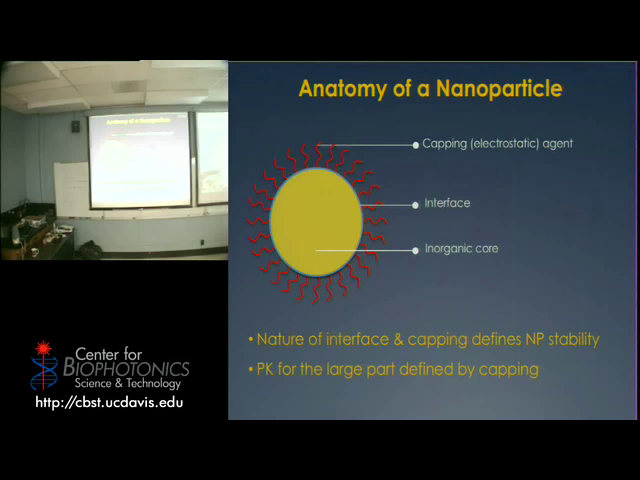So you have an inorganic core, say gold, again for the sake of talking. You have a surfactant, which is also called a capping agent, which essentially prevents the particles from crashing out and keeps them suspended. And you have an interface. The interface is essentially the part that links the surfactant to the inorganic core.